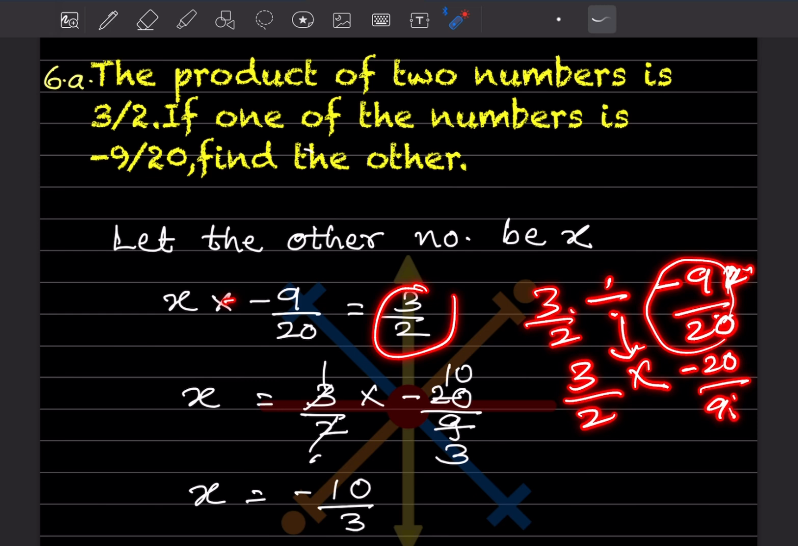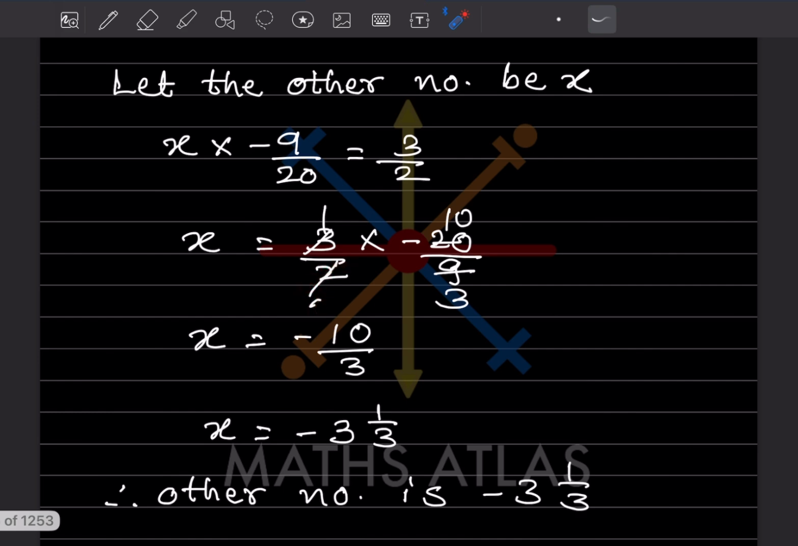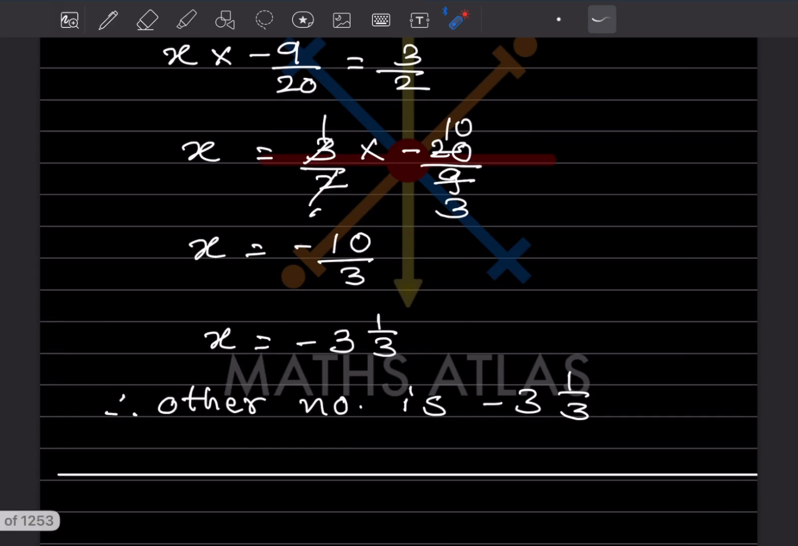So you can include this as one step or you can write directly. It is understood that when it changes the sign, it will get flipped over. So the x will be here: 2 ones are 2, 2 tens are 20, then 3 times this will be minus 10 by 3. Now this is an improper fraction, so you make it a mixed fraction. So the other number is minus 3 integer 1 by 3.